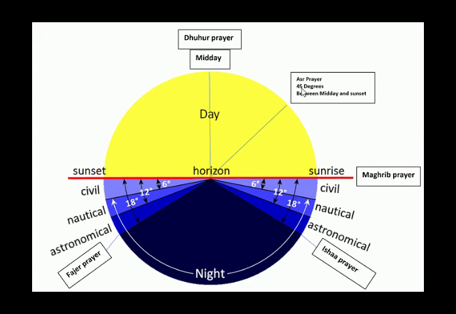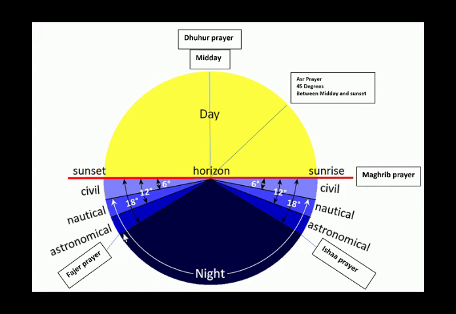So I calculate the time of Asr prayer by finding the exact half time between Dhuhr prayer, midday, and Maghrib prayer, sunset. For example, if Dhuhr prayer is at 12 o'clock and Maghrib prayer, sunset, at 4 p.m., meaning Asr prayer will be at 2 p.m. The fourth prayer, Maghrib prayer, is easy to define. It is exactly sunset, which means the sun is below the horizon line.